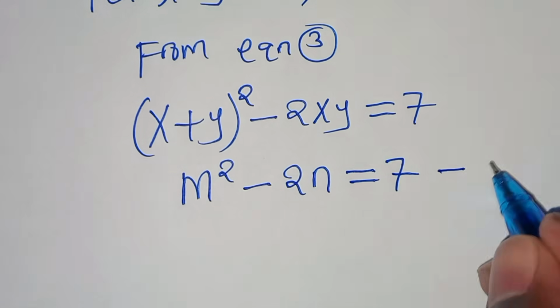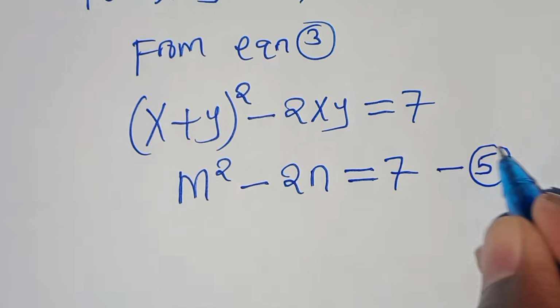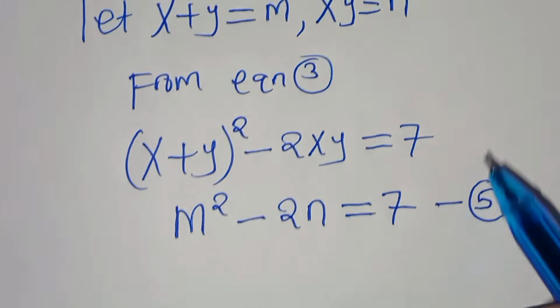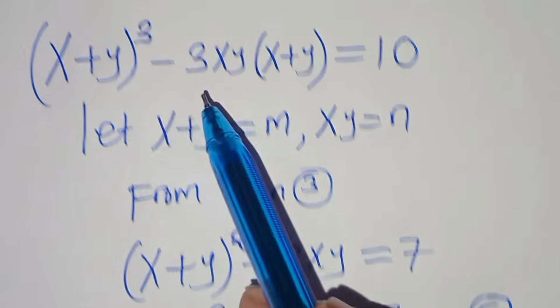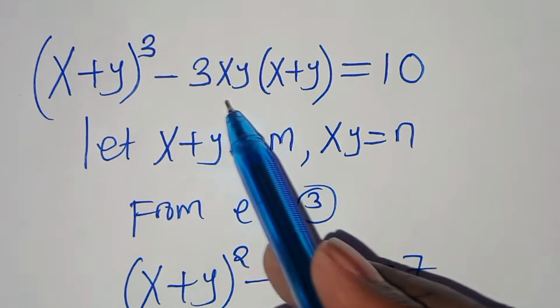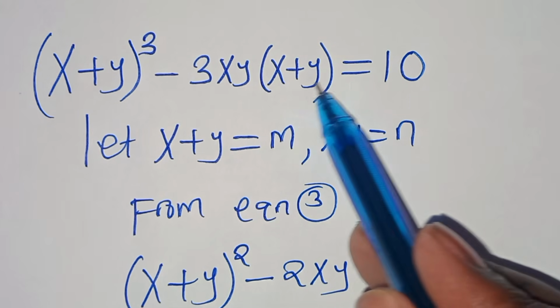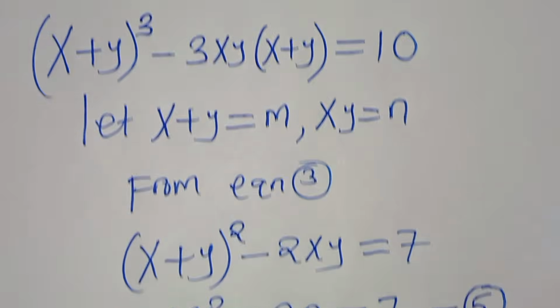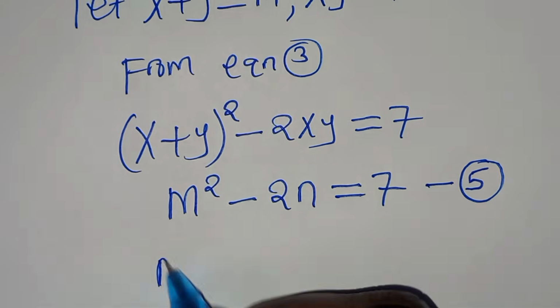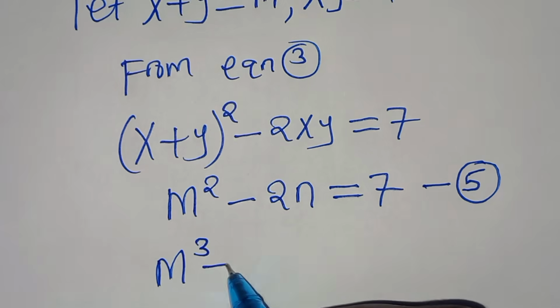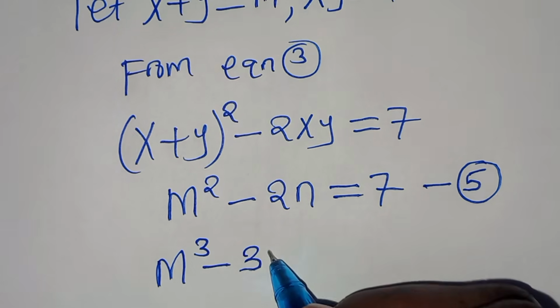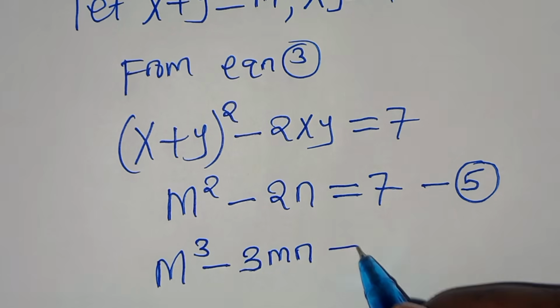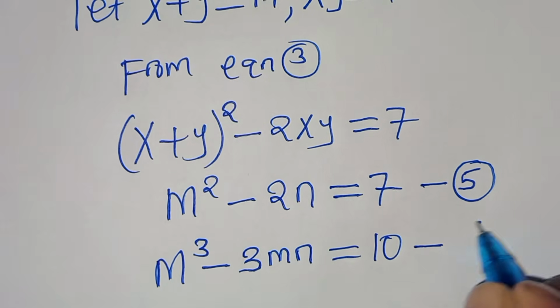Now let's call this equation 5. Then we have x plus y to the power of 3 minus 3xy multiplied by x plus y. This is equal to 10. Let's express this equation in terms of m and n. So this is m to the power of 3 minus 3mn. This is equal to 10. Let's call this equation 6.